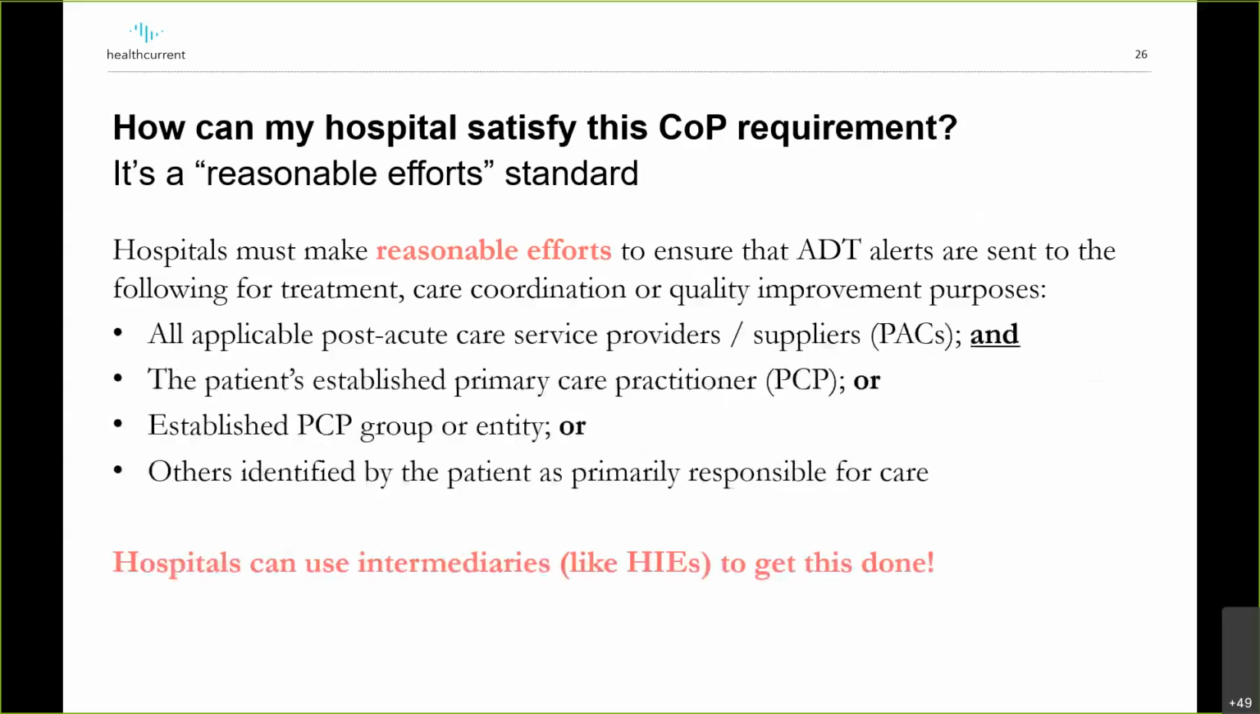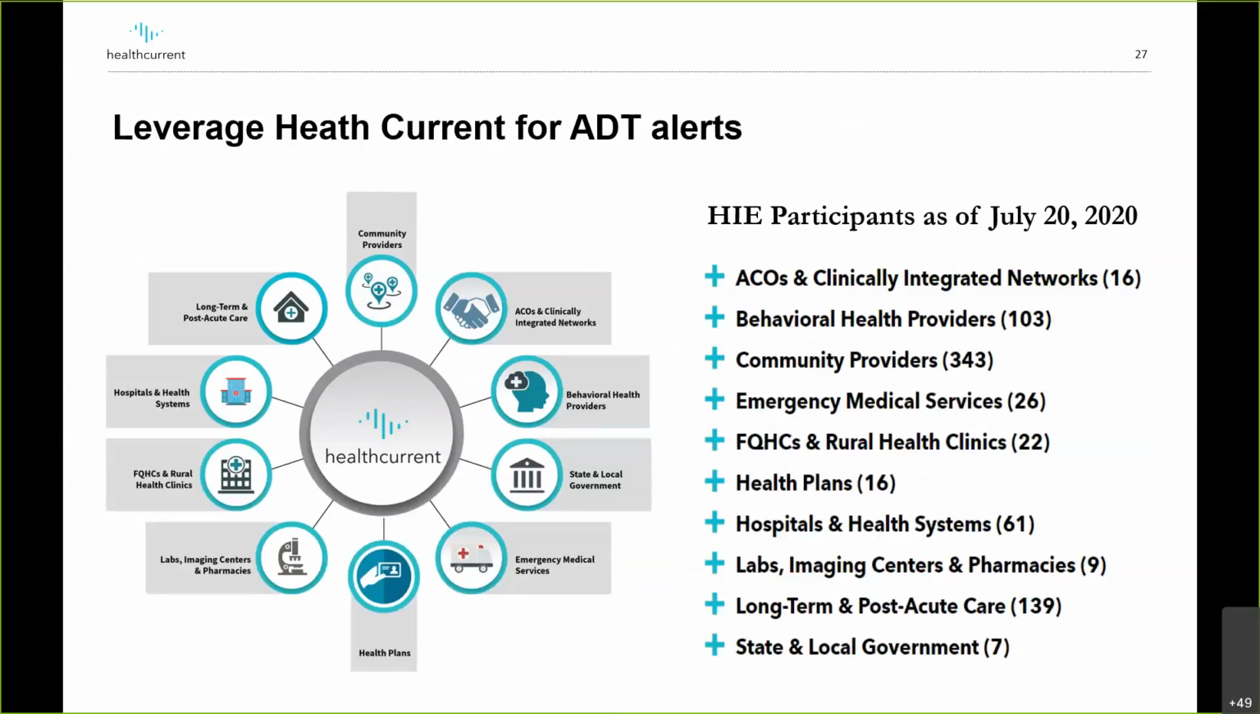The other requirements for ADT alerts are that you're only required to make reasonable efforts to assure that these ADT alerts are getting out to the patient's applicable post-acute providers, PACs, that the patient might be transferred to, as well as the patient's established primary care physician. And the good news here is you can use an intermediary like HealthCurrent to get this done. As many of you know, HealthCurrent already offers ADT alerts. We can customize systems to meet ADT alert requirements.